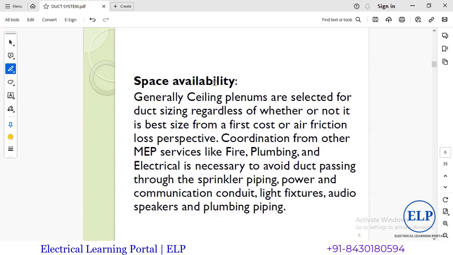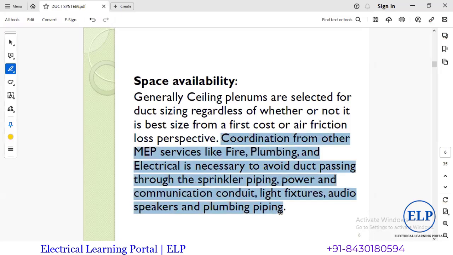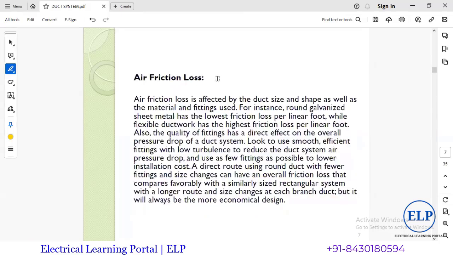As I told you, space availability: we have to provide coordination with other MEP services. We should always know what is the height of the false ceiling available with us and how much area is required for the ducting, and we have to decide accordingly. So this is a very important point here.